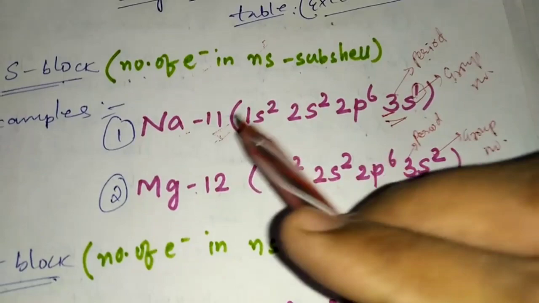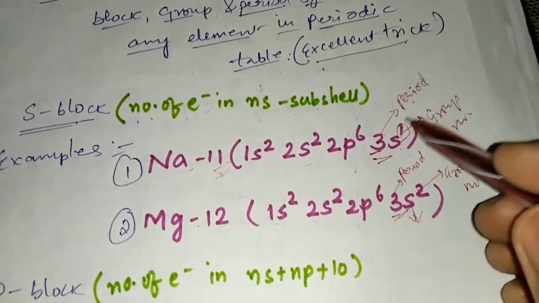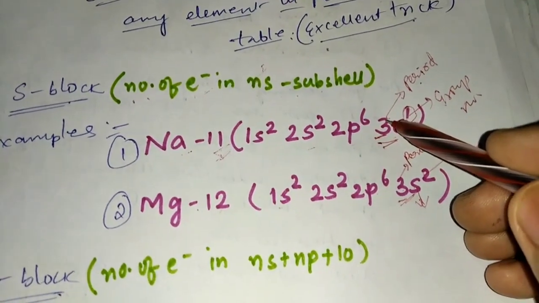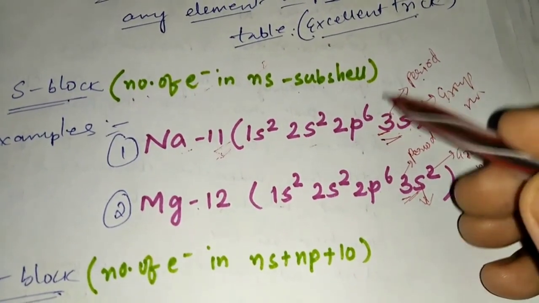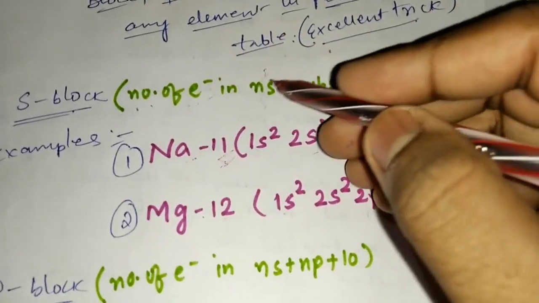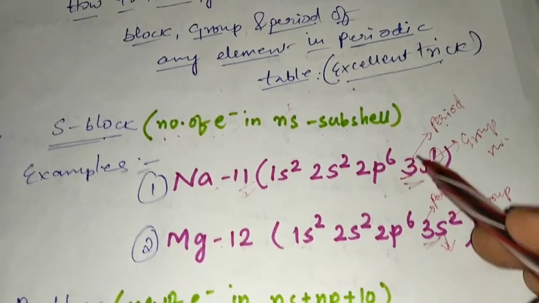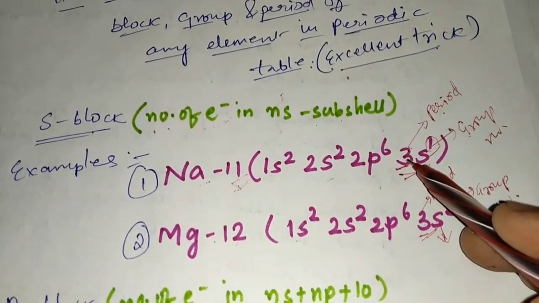So let me repeat again. First of all, write the electronic configuration. To find the period number and group number, you have to check the maximum number of the nth shell. So the nth shell maximum number is 3 here. Here n means the principal quantum number, where n can also be told as the number of shells.